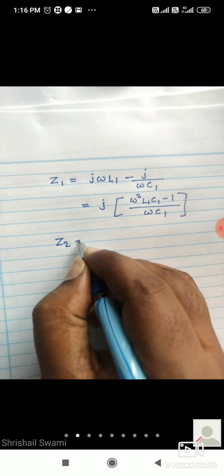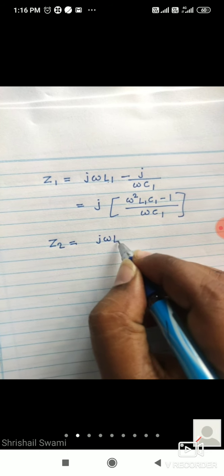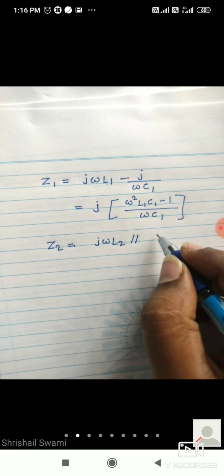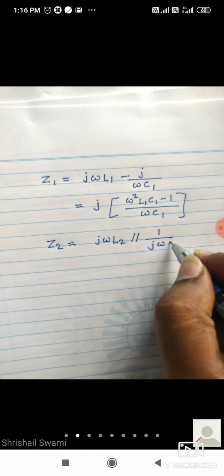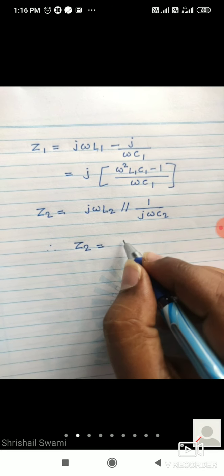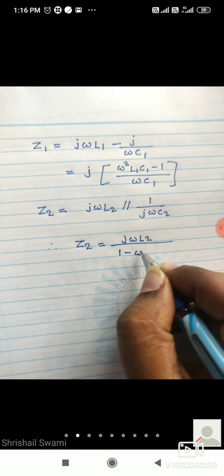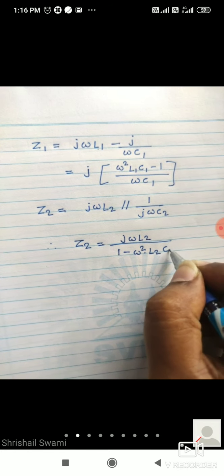Similarly, Z2 is equal to what? Z2 is equal to J omega L2 in parallel with 1 upon J omega C2. If you find the parallel combination of these, you will get Z2 as equal to J omega L2 divided by 1 minus omega square L2 C2. This is Z1 and Z2.